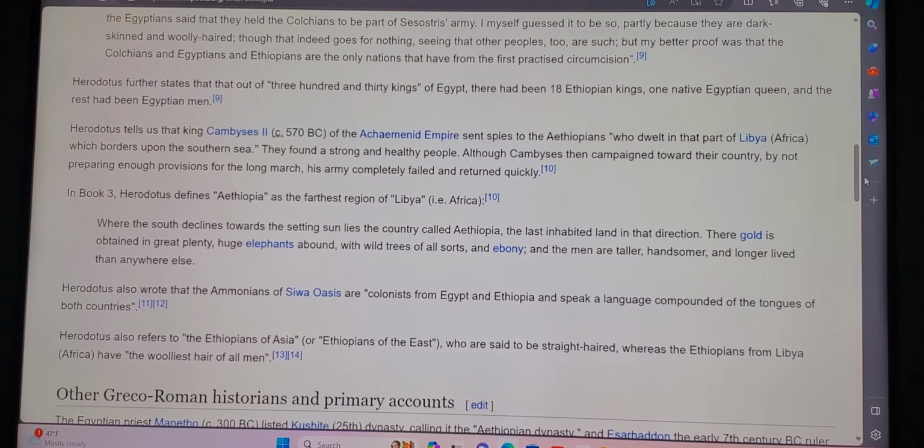Herodotus also wrote that the Ammonians of Siwa Oasis are colonists from Egypt and Ethiopia and speak a language compounded of tongues of both countries. Okay? So that lets you know there was a colony of Egypt and Ethiopia that went out and civilized the world. Okay? The Greeks got their information from us. Herodotus also refers to the Ethiopians of Asia, or Ethiopians of the East, who are said to be straight-haired, whereas the Ethiopians from Libya, Africa, have the woolliest hair of all men. Okay? So in this sense, right, Ethiopian was exchanged for Indian.